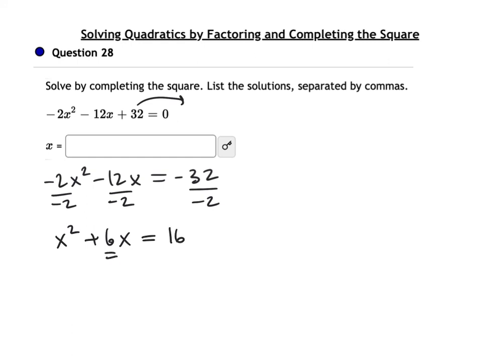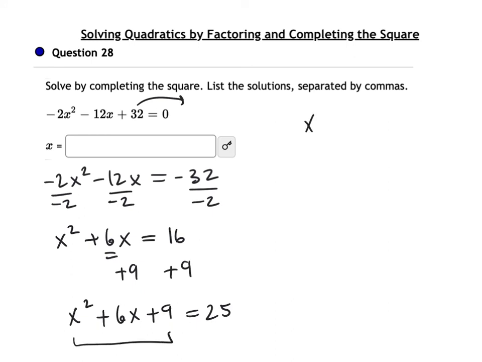We'll take this number and take half. That would be 3, and square it. That would be 9, and we'll add 9 to both sides. x squared plus 6x plus 9 equals 25. We're going to make this a perfect square. It would be (x plus 3) squared equals 25.